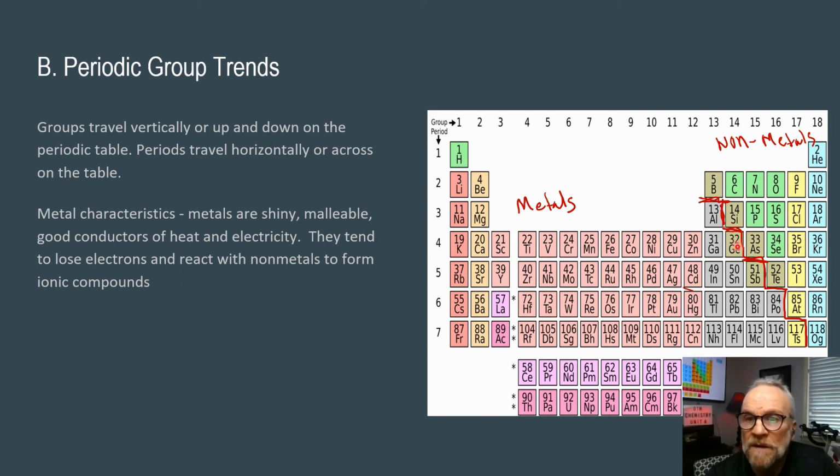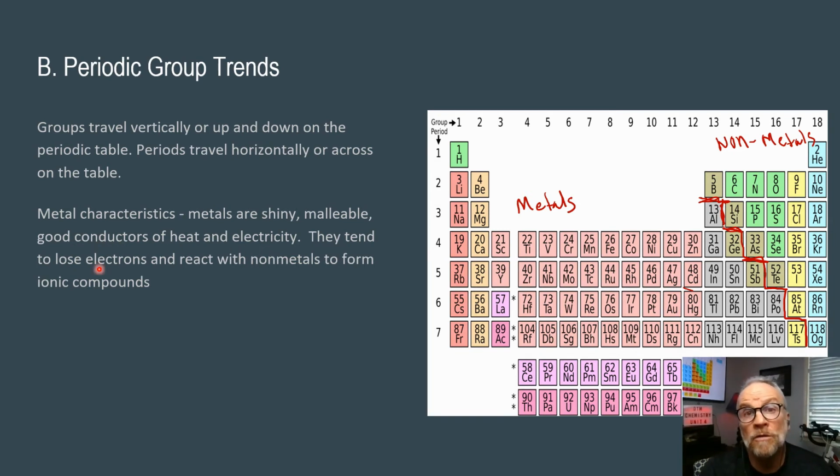Some of the elements that touch the division are called metalloids. We'll talk a little bit more about those as we go along as well. But first, some general characteristics about metals. Metals tend to be shiny, or they reflect light. They're malleable, which means you can bend or shape them. And they are good conductors of heat and electricity.